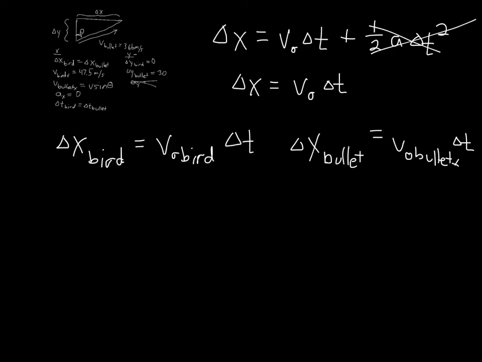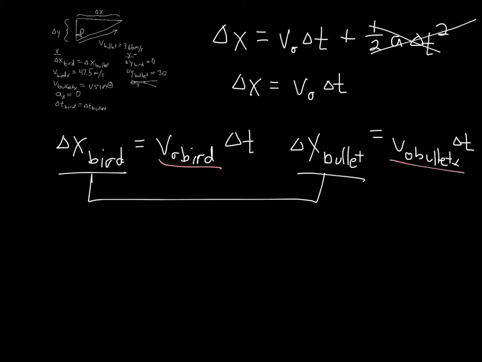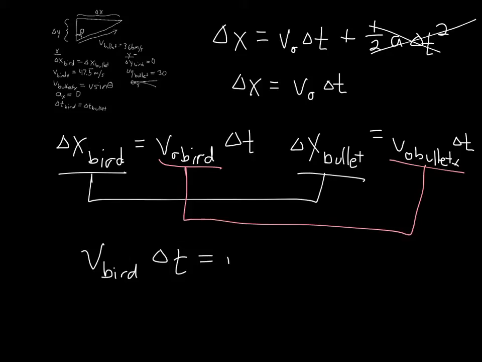What do I know about change in x of the bird and change in x of the bullet? This is equal to this. Yeah? So if these two are equal, what does that mean for these two? They're equal as well. So I can set those two equal. V bird times change in t equals v bullet x times change in t. Yeah? What do I know about my change in t's? They're equal.